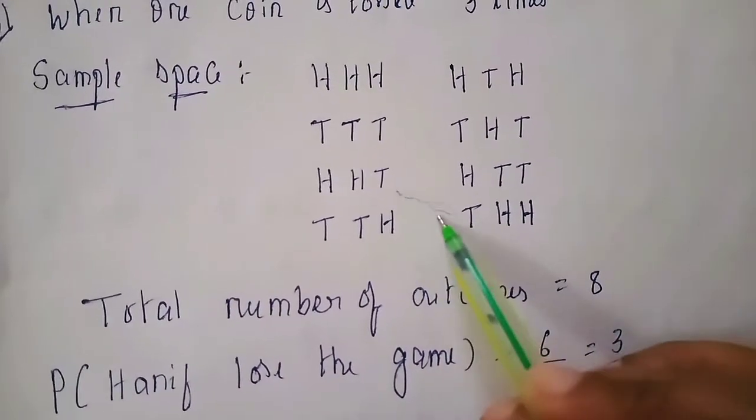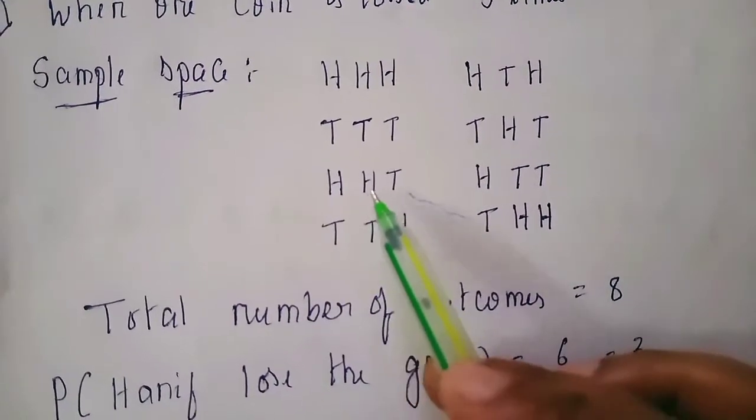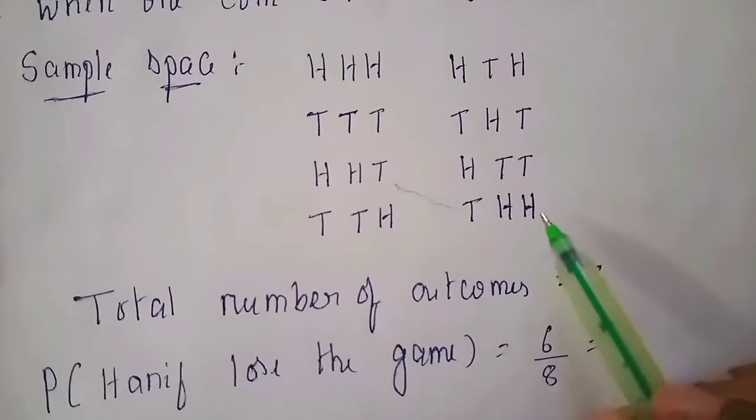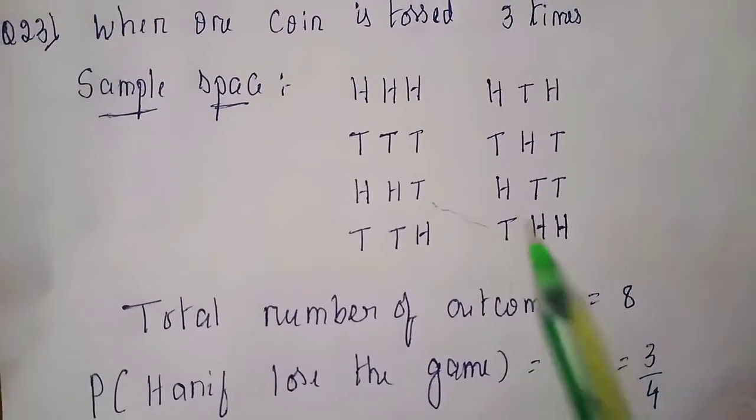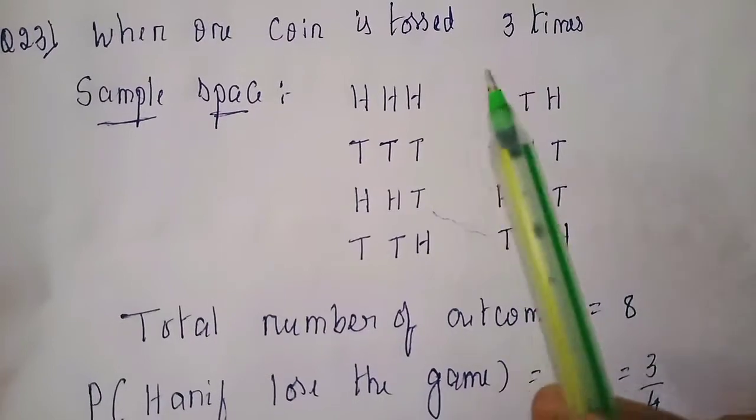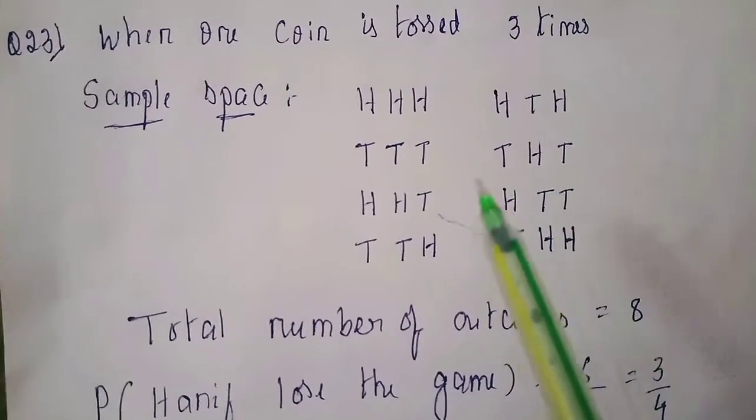And don't compare these two. These two are not the same. You may see that here you have 2 heads and 1 tail, and here also you have 2 heads and 1 tail. But the outcomes are different or distinct. Why? Because you are recording the outcomes 3 times.